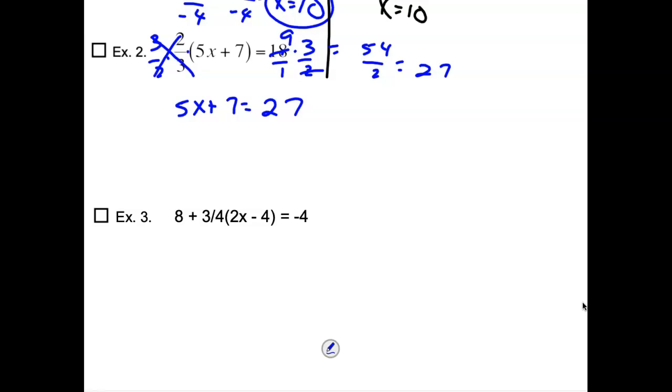Now you're down to the 2-step. Subtract 7. Divide by 5.